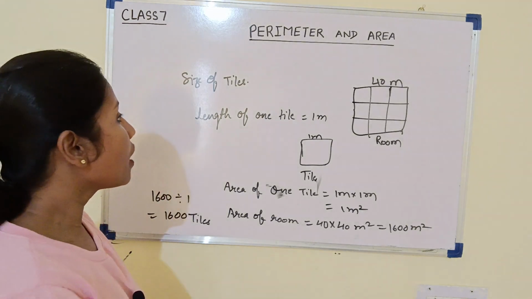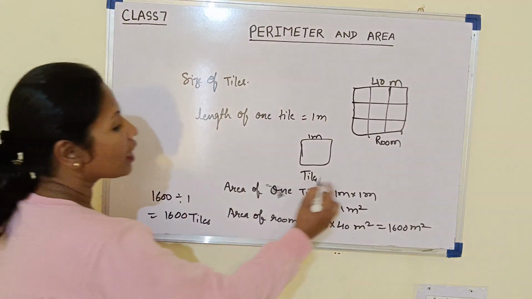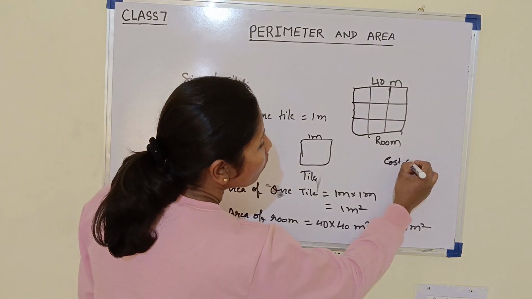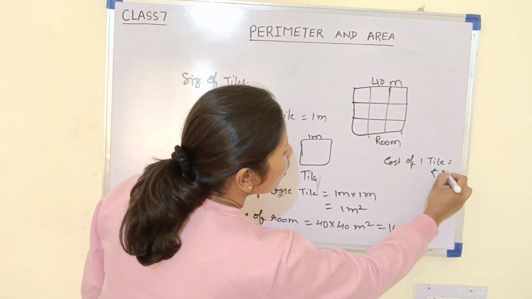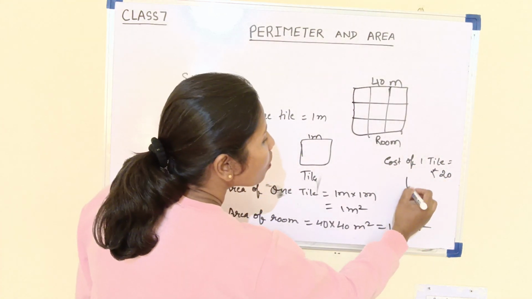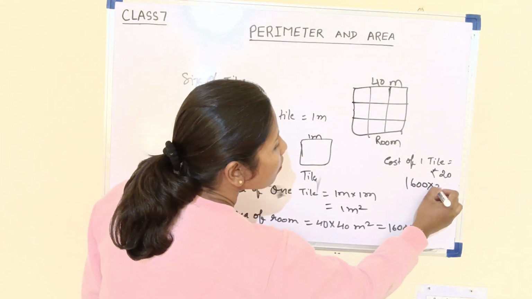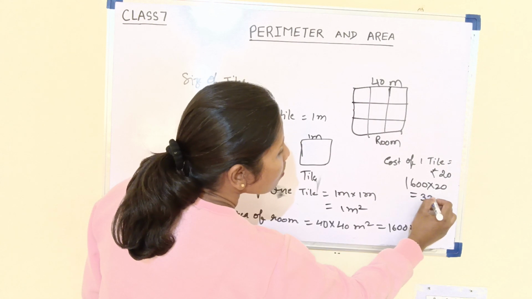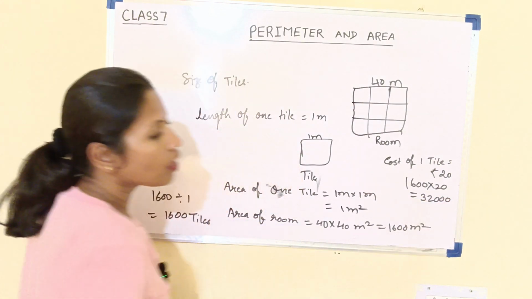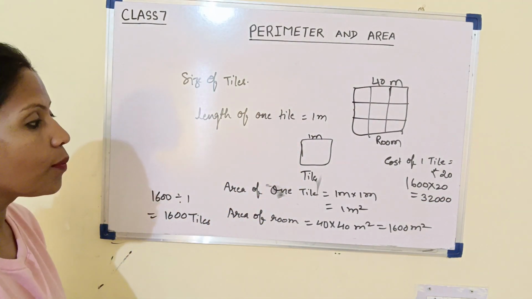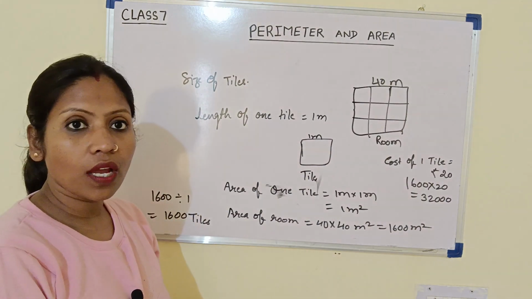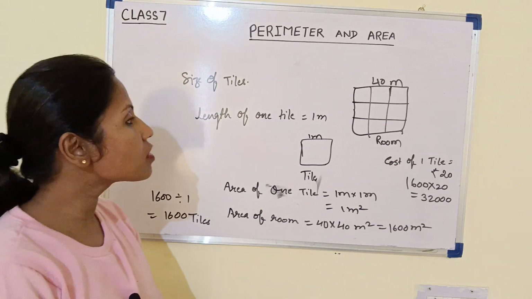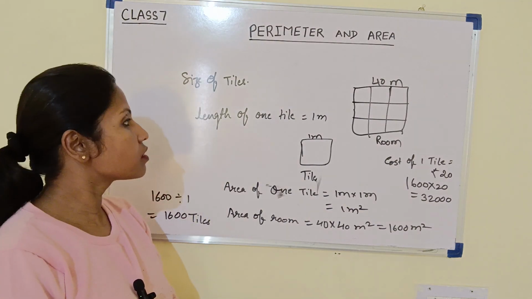1600 tiles you needed. And suppose the cost of one tile is rupees 20. So cost of 1600 tiles, it will be like 1600 into 20, so 32,000 around. Okay, so it will be 32,000 rupees. So this way you can write the answers of area questions, right?